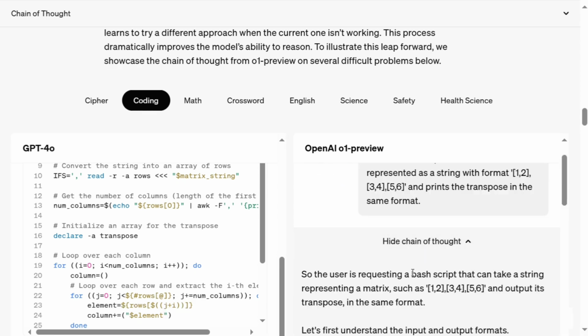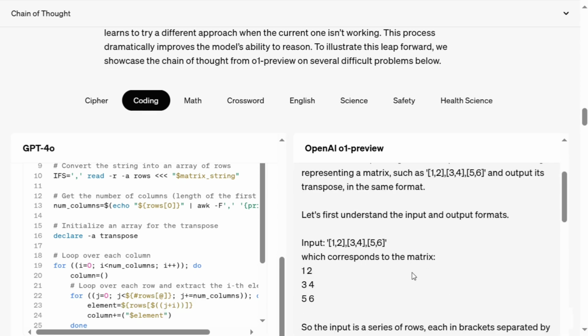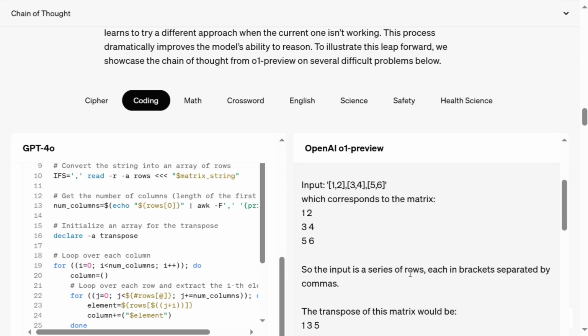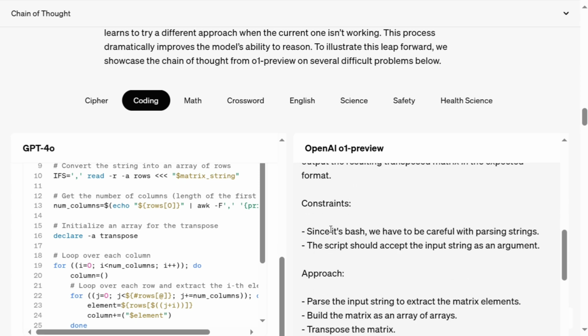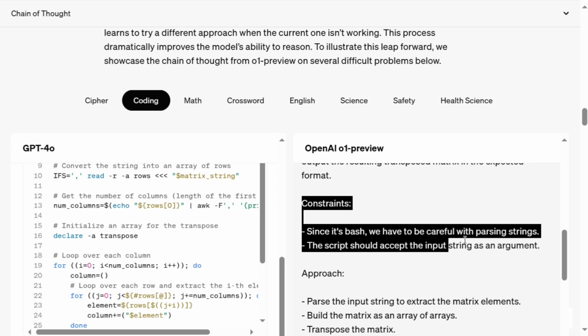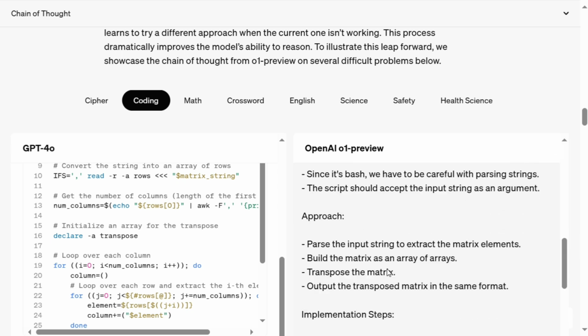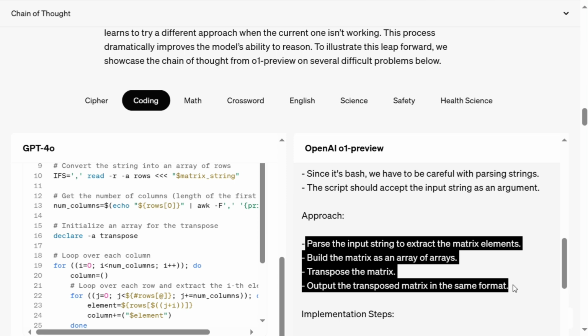Now, if you look into the chain of thoughts, at how the model reached that code, this is very, very interesting. So I was just reading, so just see the thought process. The input is a series of rows, each in brackets separated by commas. Overall task, constraints it has designed. Now, constraint is a part that is new. It is thinking out different constraints. What are the different approaches?